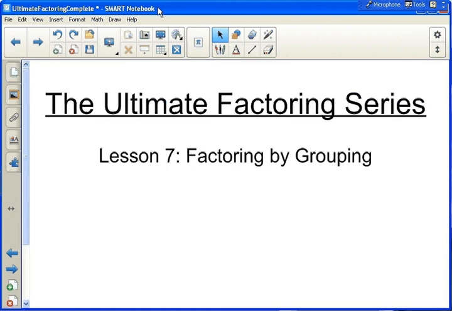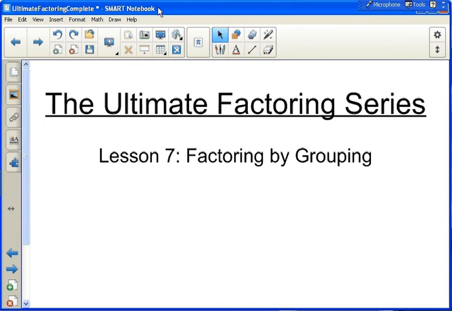In Lessons 1 through 4, we focused almost exclusively on binomials. That's expressions with two terms. In Lessons 5 and 6, we focused exclusively on trinomials. That's expressions with three terms. So here in Lesson 7, we're going to expand it to more than three terms. It's important when you're told to factor to look at how many terms you have, because that gives you a big hint about how to approach the problem.